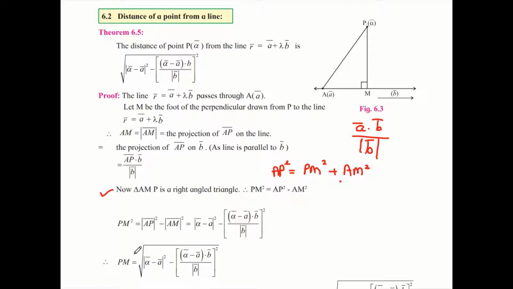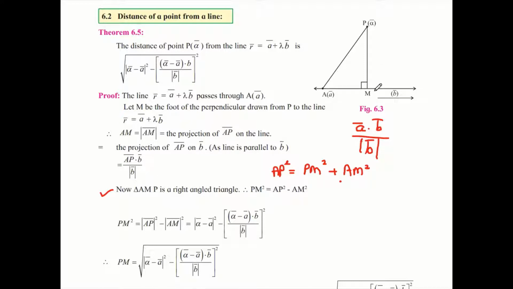So in this case now, taking square root on both the sides, PM becomes root of |alpha - a|² - ((alpha - a) · b / |b|)². Remember, PM is distance. So distance is always positive, and so the square root is also always positive. So thus we can find the distance, suppose the vector equation of the line is given to us. Now there is another way in which we can find the distance of a point from the line if the Cartesian equation is given. So that we'll be seeing when we actually solve such sums.